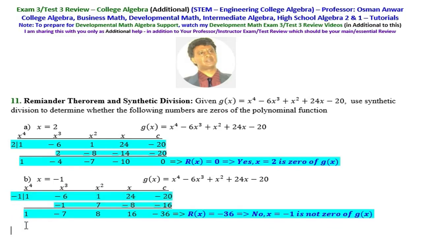Bring the 1 down. 1 times minus 1 is minus 1. Minus 6 minus 1 is minus 7. Minus 7 times minus 1 is 7. 1 plus 7 is 8. 8 times minus 1 is minus 8. 24 minus 8 is 16. 16 times minus 1 is minus 16. Minus 20 minus 16 is minus 36. That means the remainder r of x is minus 36. That means no, x equals minus 1 is not a zero of g of x.